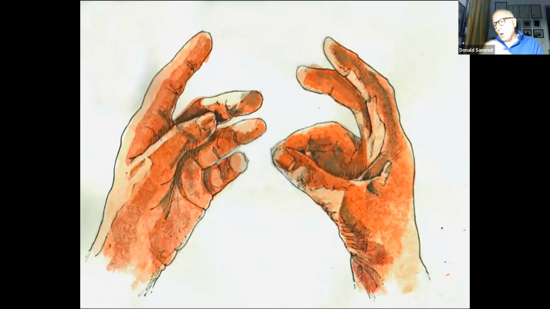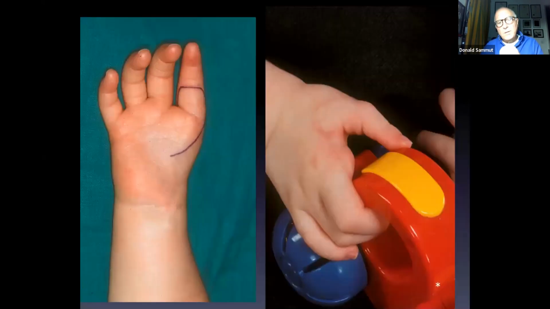Our thumbs can oppose, and this vastly increases the versatility of our hand. You only have to see the way a hand without a thumb works and how it then works once you pollicize. One of the most satisfying operations that we do as hand surgeons is to pollicize an index and create a thumb, and take the scale of function of that hand up enormously.